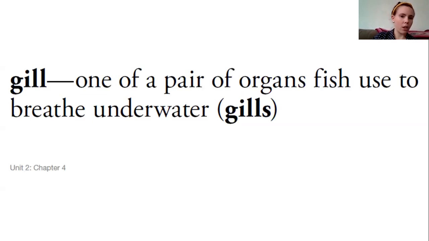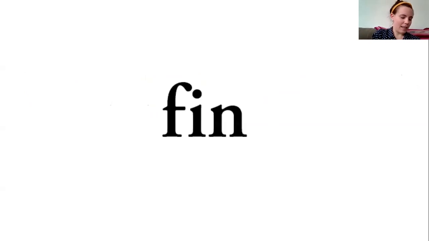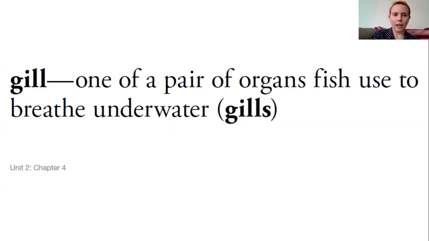Let me write down the definition. 1 of a pair of organs fish use to breathe underwater. I cannot breathe underwater because I do not have gills. The next word, let's go back here. And so gills on a fish, let me draw my little fishy. So here's my fish's body. The gills kind of look like little slits, little cuts that come open on the side. We'll see some more photographs of that later that you can add to that with.